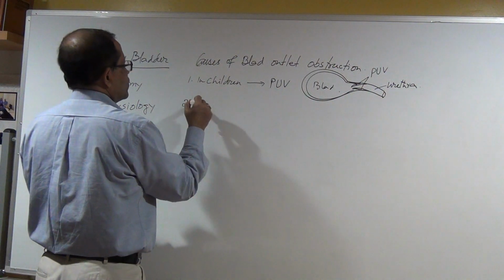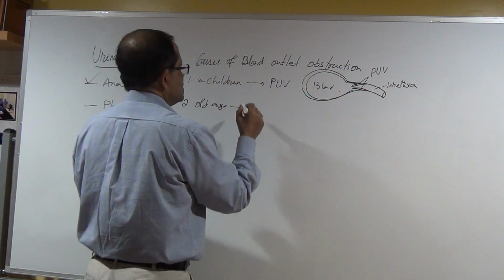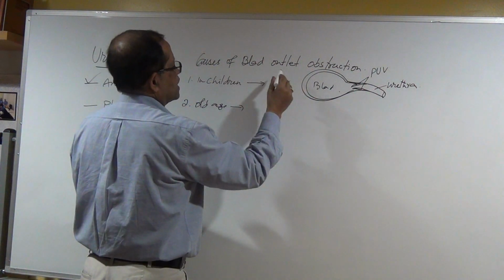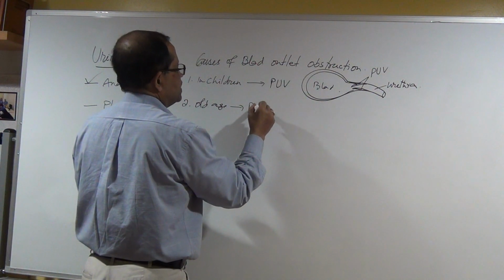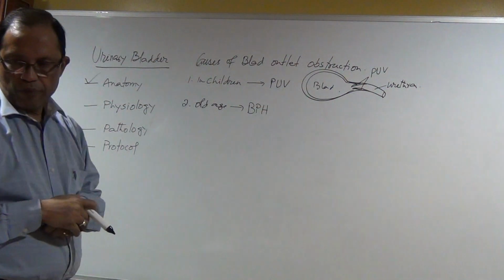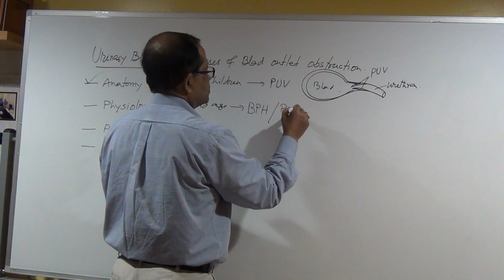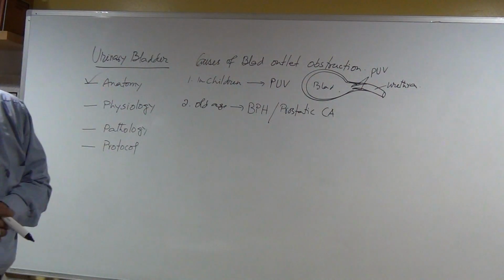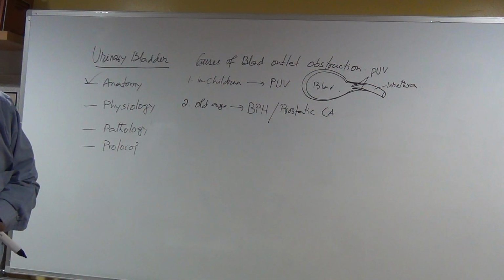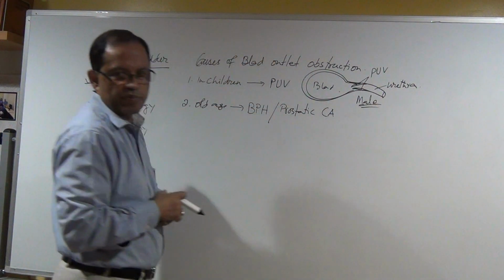Now, for old age, the most common cause of bladder outlet obstruction, meaning bladder neck obstruction, is BPH, benign prostatic hypertrophy, or prostatic cancer. And this is always male. This child is male.